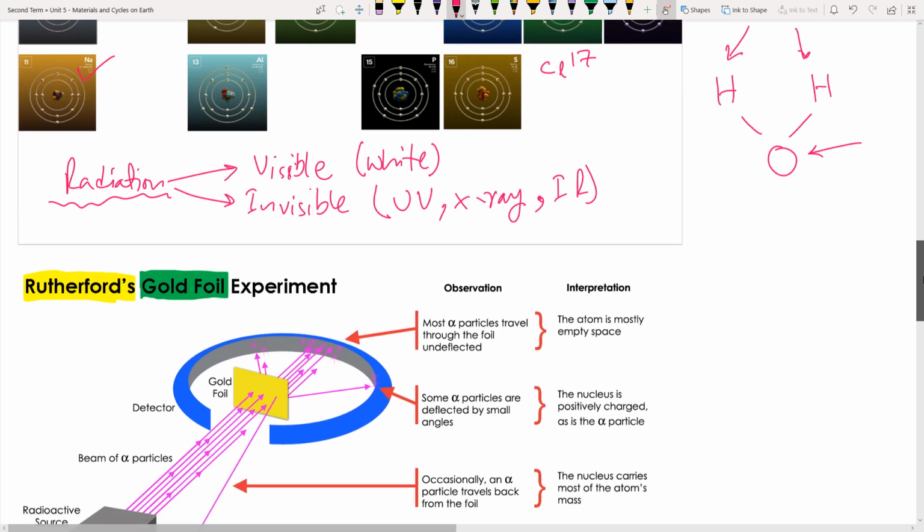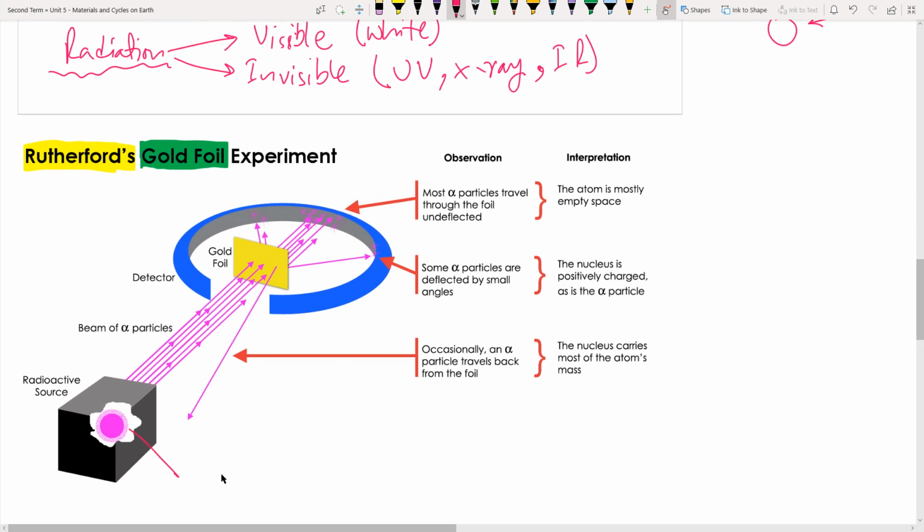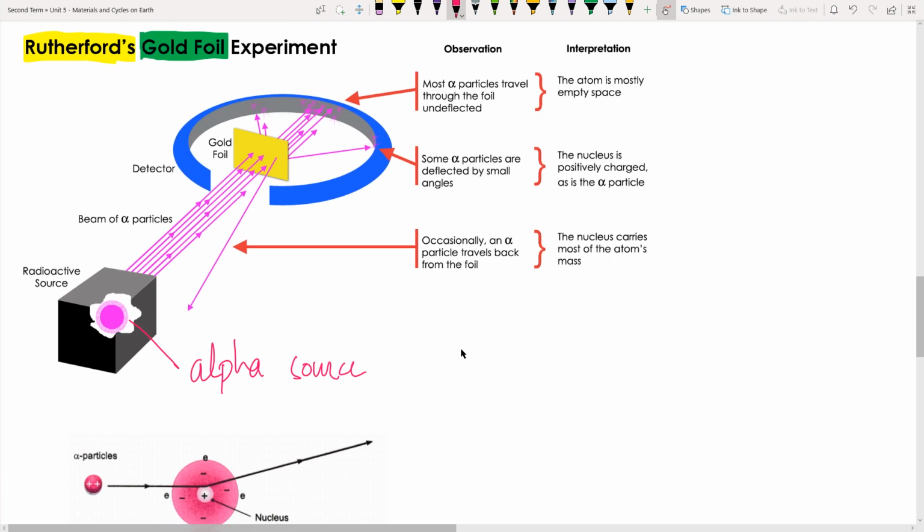So what did this Mr. Rutherford do, right? He took a radiation source. We call it an alpha source. Now, what's an alpha source? I'll talk about it. Alpha is a particle which has a +2 charge, right? It is a combination of, you can say, two protons. It's a ball that contains only two protons, right? That means it's got two times the positive charge.